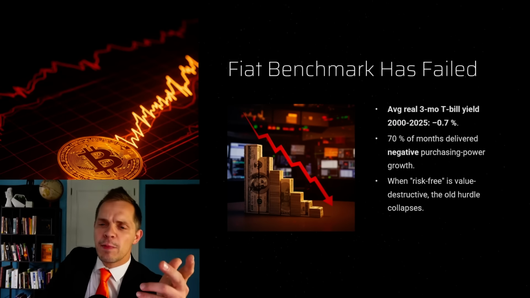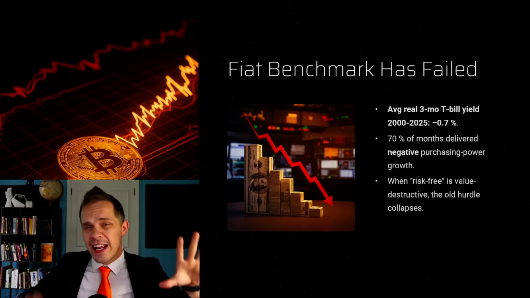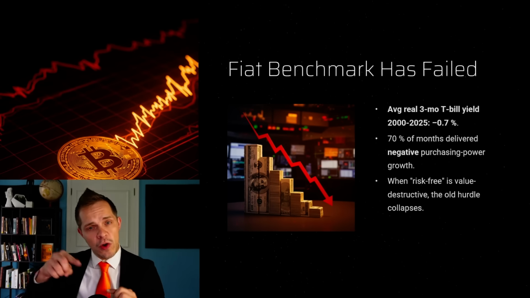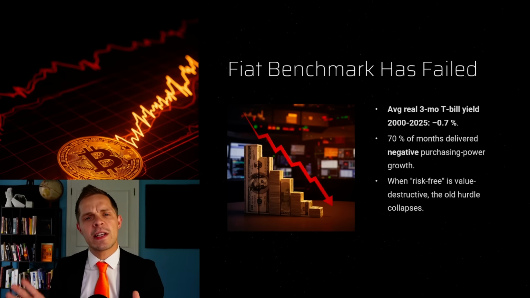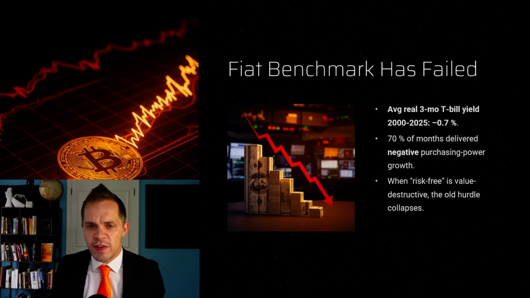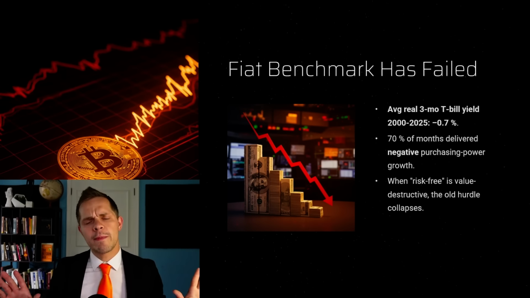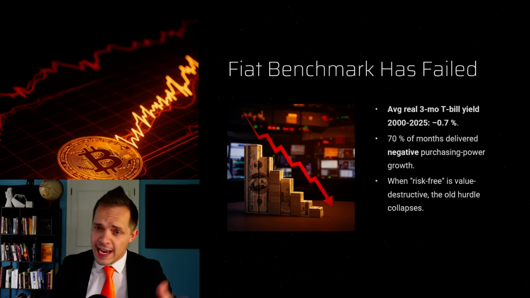Why does this matter? Because the hurdle rate is built on top of that base. If the foundation itself is eroding, every structure above it tilts. Corporate finance textbooks still add a risk premium to treasuries, but when the base number is underwater, the entire equation becomes comedic. Calling T-bills the benchmark today is like timing marathon runners with a sundial. Technically possible, functionally absurd. Once the benchmark is value destructive, the traditional hurdle collapses and we need a new bar to jump over.